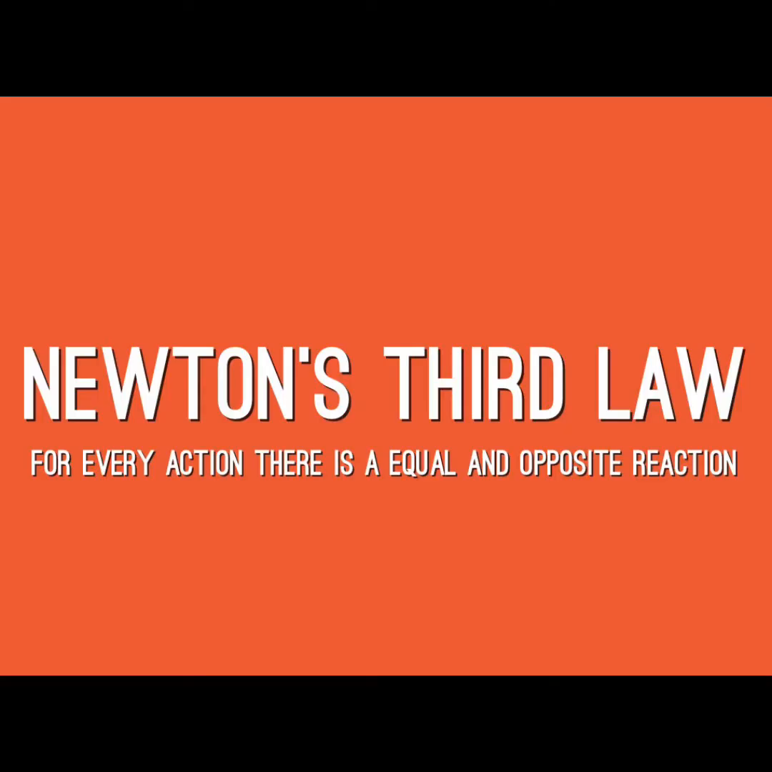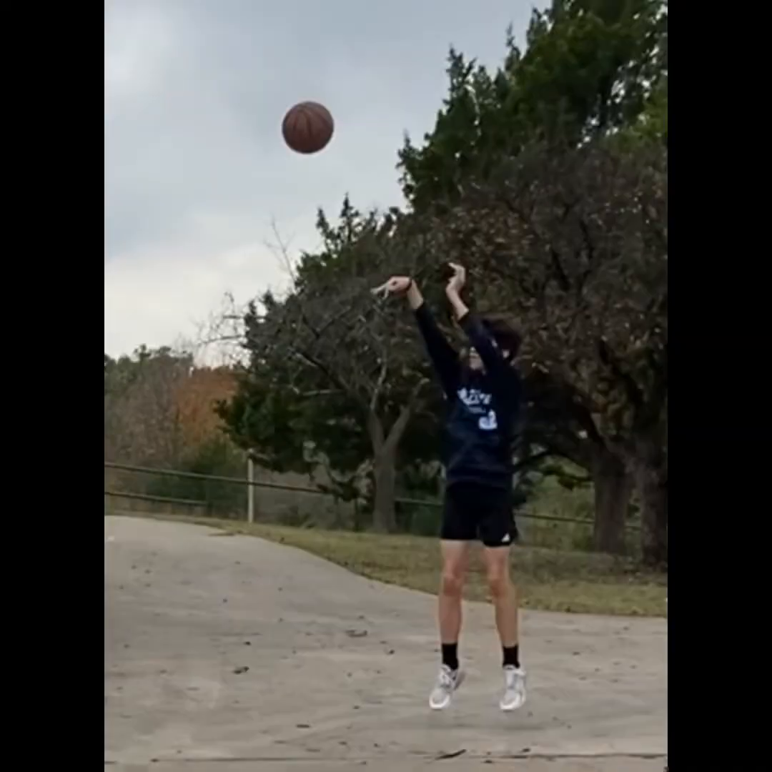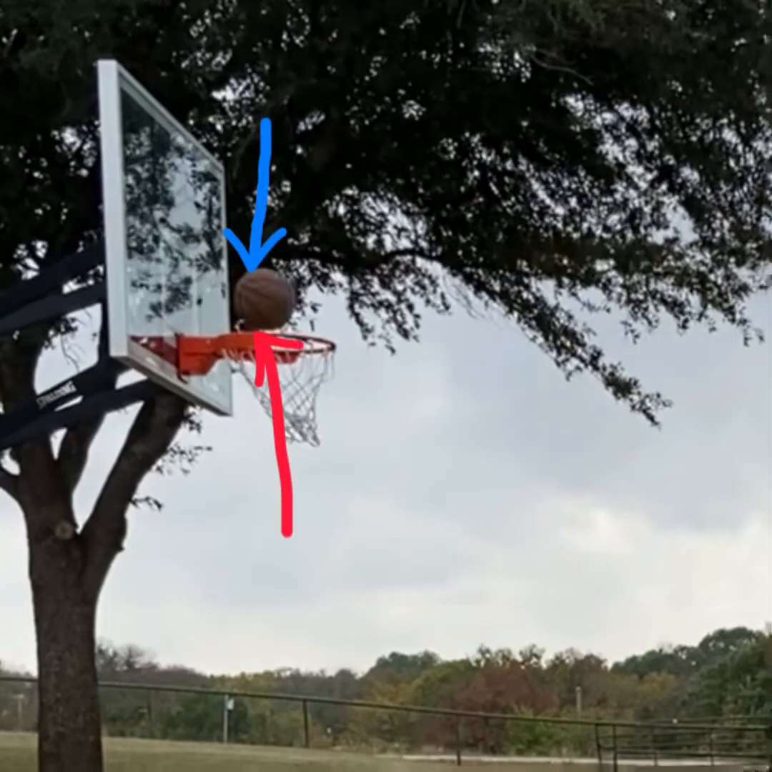Newton's third law of motion states that for every action there is an equal and opposite reaction. I missed the shot and hit the rim. When I shoot, I push the basketball through the air and hit the rim, which is an action force. The basketball hitting the rim and bouncing back up is the reaction force because the basketball exerts a force on the rim and the rim also exerts an equal and opposite force on the basketball.